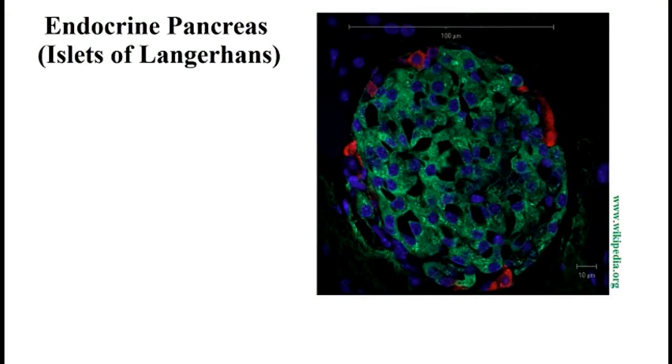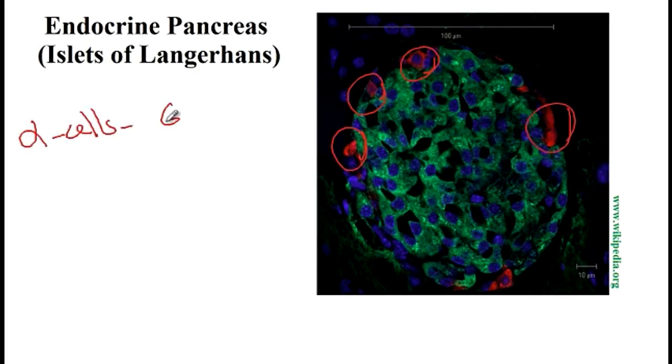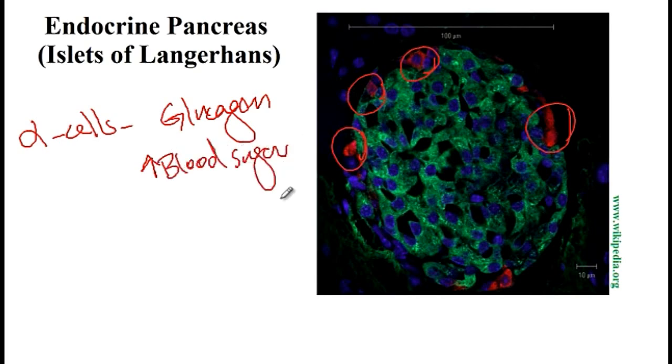Pancreas is an endocrine tissue that is required for the production of different hormones. And here in this islet of Langerhans, you have alpha cells, which are in the periphery and are shown in red. These are called alpha cells, which are required for the production of glucagon. The main function of glucagon is to increase blood sugar by increasing gluconeogenesis as well as glycogenolysis.